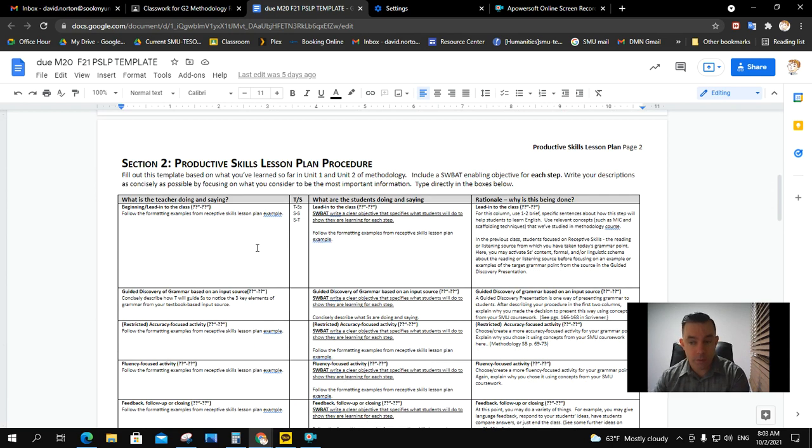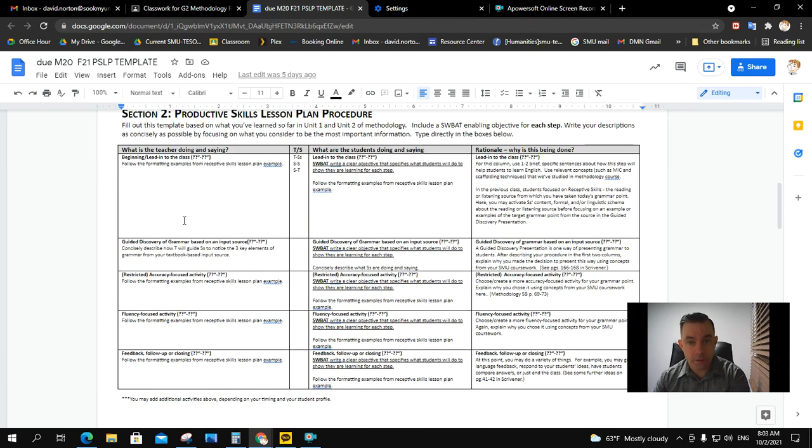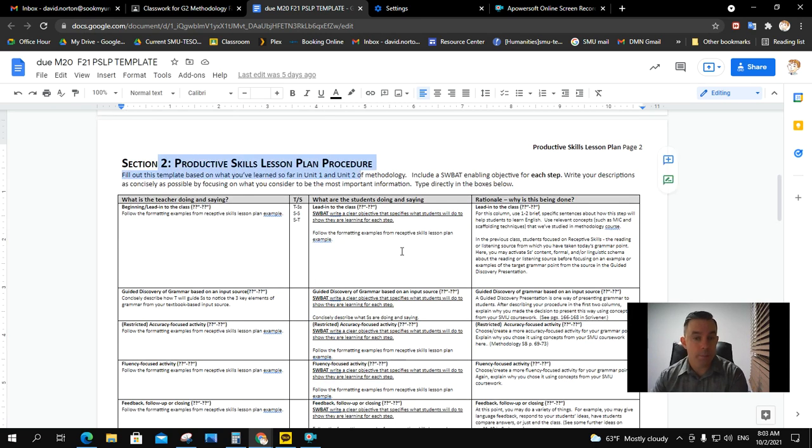So just like in the receptive skills lesson plan, you have the teacher column, a student column, and a rationale. This is section 2. It's about procedure. Now when I show you the model, you'll understand how much to include here. But one of the things that the RSLP showed is that things like objectives may not be clear to you yet, or things like what to include in the rationale, or even how much to describe in here versus how much you might want to include actual teacher and student talk. So the model should make that clear as well.